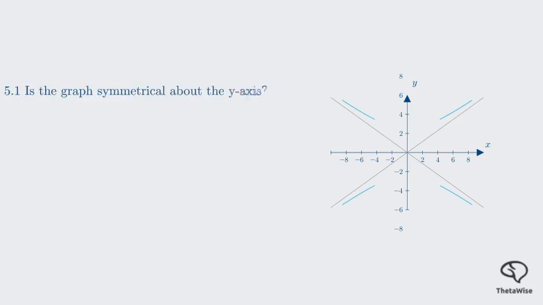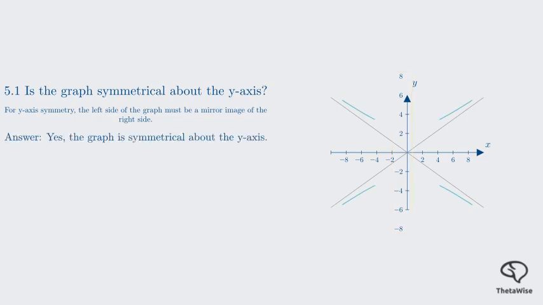First, 5.1. Is the graph symmetrical about the y-axis? For y-axis symmetry, the left side of the graph must be a mirror image of the right side. Our hyperbola opens left and right, with its branches symmetrical about the y-axis. The right branch is a reflection of the left branch, so the answer is yes. The graph is symmetrical about the y-axis.